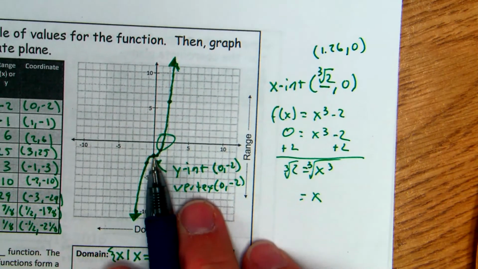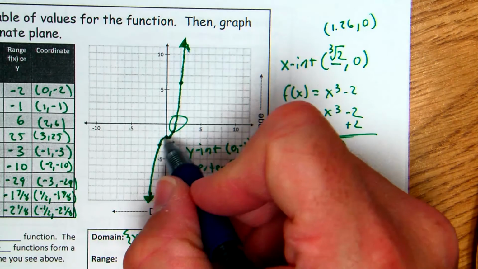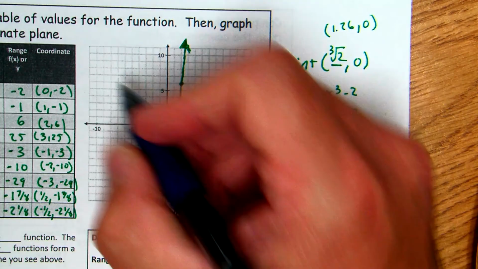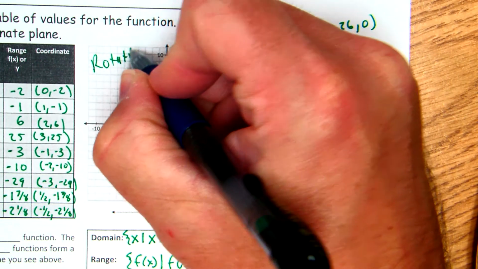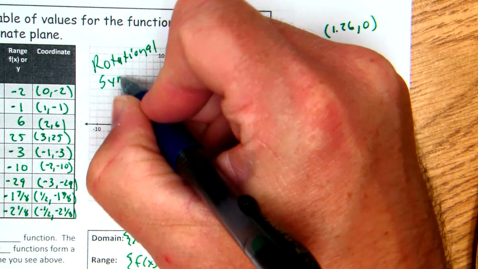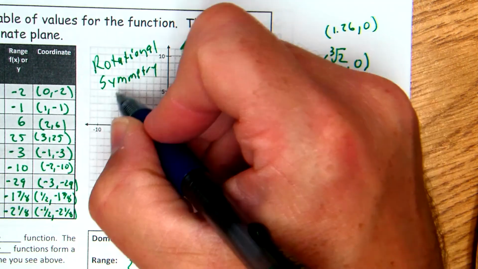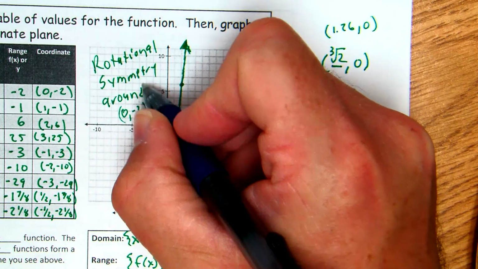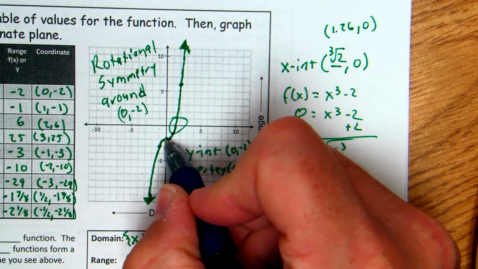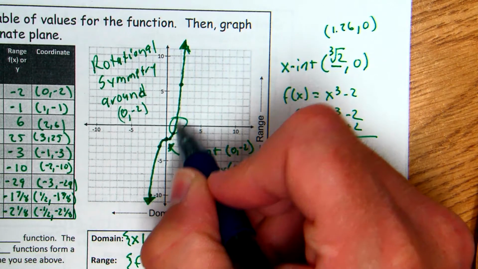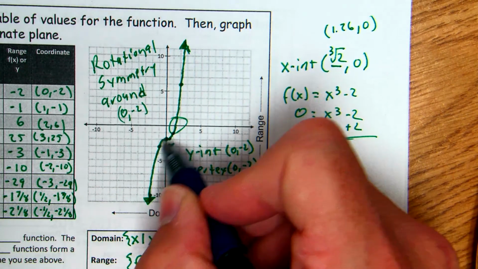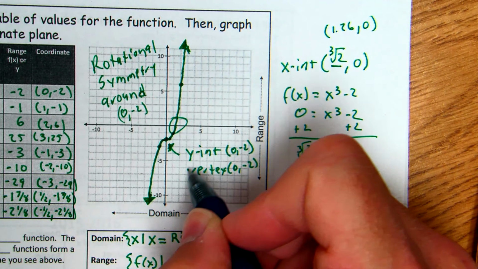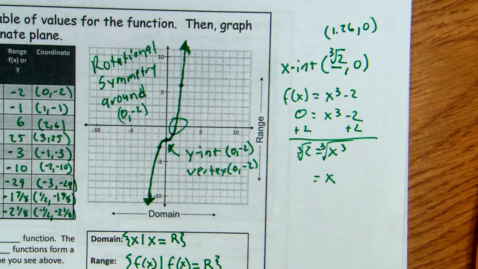Other features of this particular function would be that it does not have a line of symmetry because you cannot reflect one side to the other, but it does have rotational symmetry around the point (0, -2). So if I were to hold this spot down and spin this like a fan, this top curve would come down and match the bottom curve and vice versa, so that we can begin to see that it matches and spins.